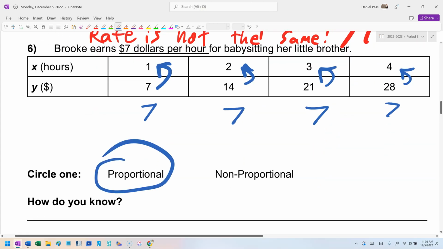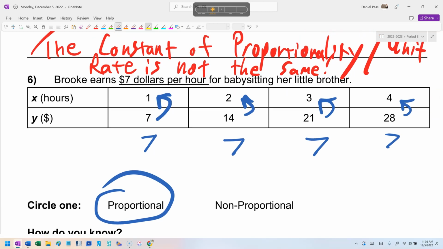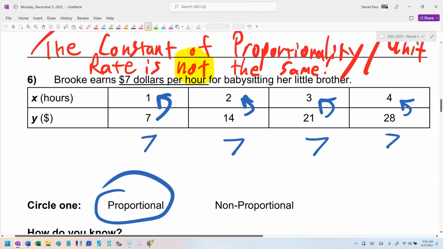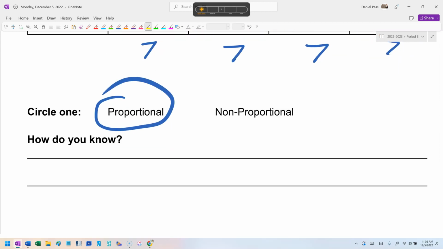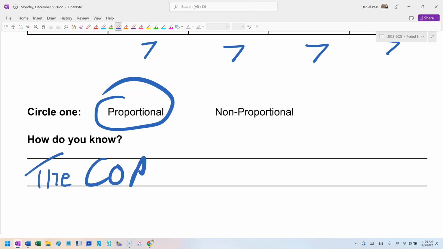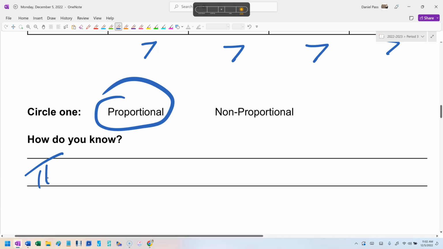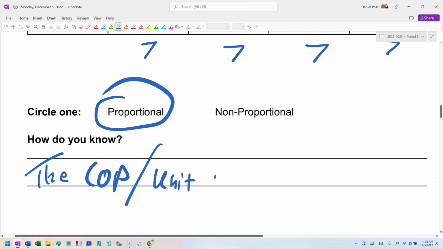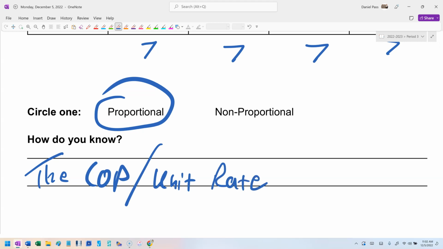Good. So what's our reason? Our reason is the same thing as this except without the word not, right? So I'm going to write it with a little shortcut for constant of proportionality because that's really long to write. So we're going to write the COP, so much faster. The COP or unit rate. Instead of saying it's not the same, we're going to say it is the same for every one of these columns. All right, let's hear it for Kai Kai.